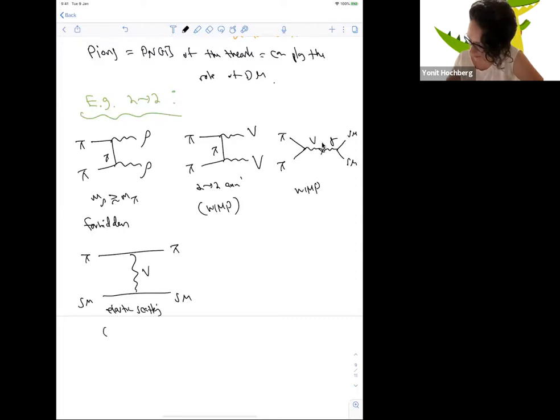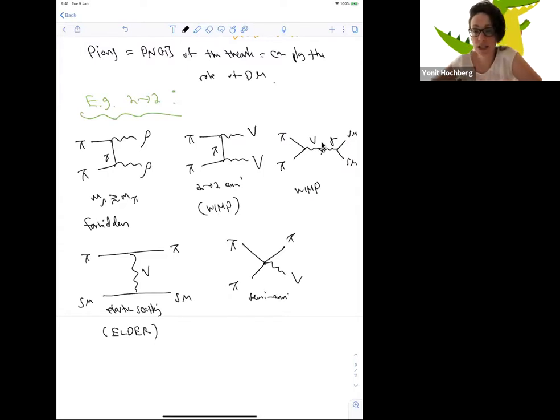So this would be something that is relevant for both SIMPs and for ELDERs. And we can also have semi-annihilations. This is something that goes like this. These are semi-annihilations that could happen.